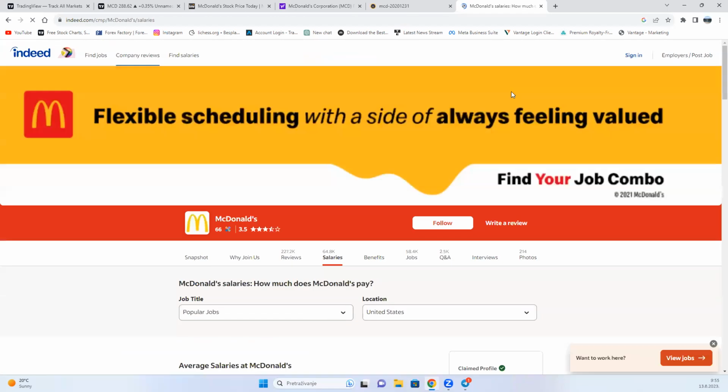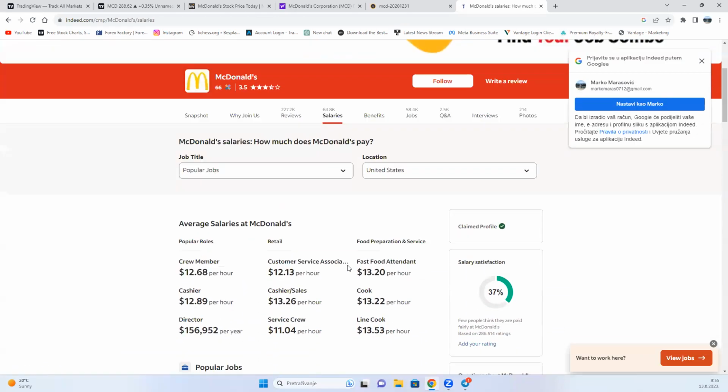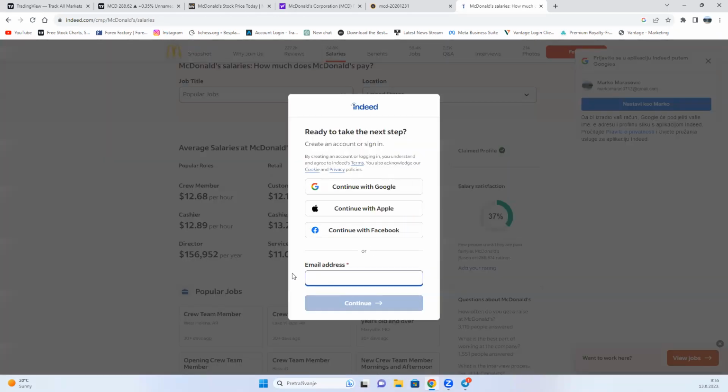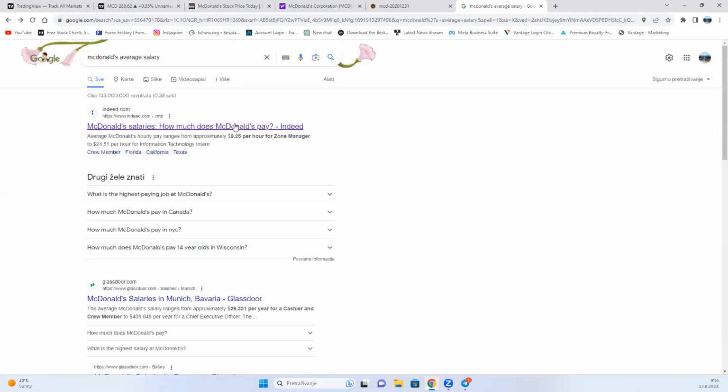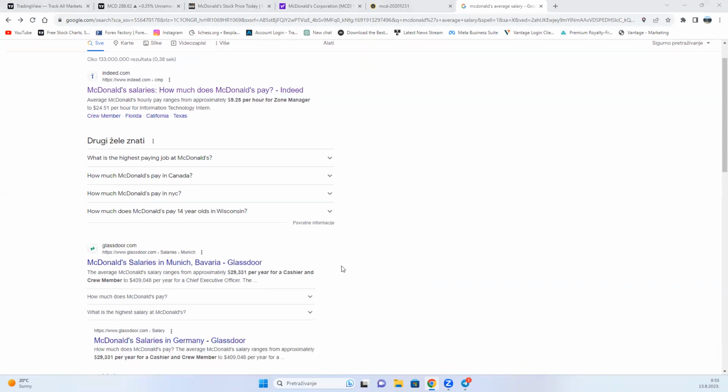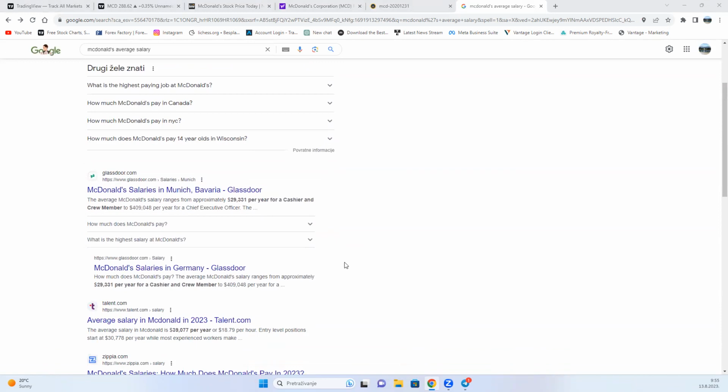$9.25 per hour. Now think about how much less salary there is in Brazil, in South Africa, in Africa, in Asia. Now let's say $20,000-$30,000 in the United States. It says here the average McDonald's salary ranges from approximately $29,331 for a cashier and crew member to $500,000, let's say, to CEO. Okay, let's call it $30,000.